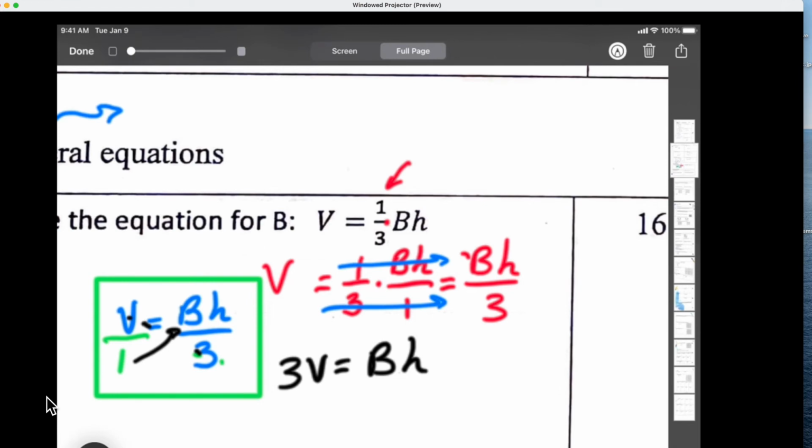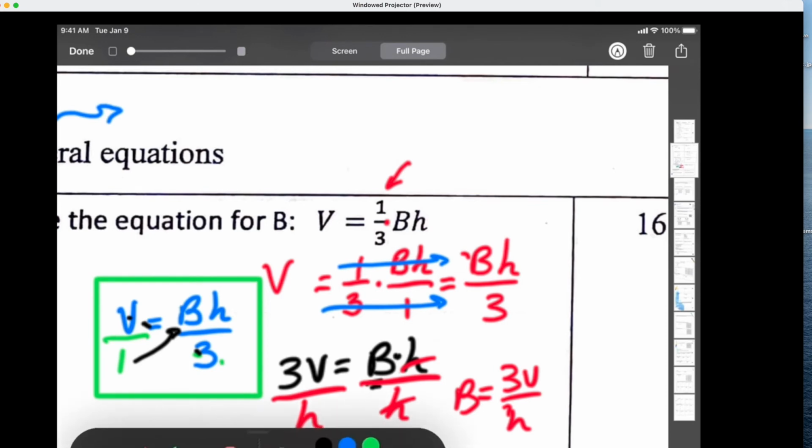Okay, now look what we have. Here's our B we're trying to isolate. It only has one neighbor. That neighbor is H, and it is being multiplied by B. We can now divide by this neighbor, both sides. And that gives us B is equal to 3V over H. And that is your final answer because you have solved for B. B is all by itself.